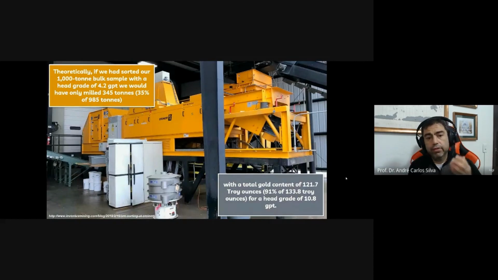Okay, so that's the machine. That's the Steinert machine. That's one possibility for how we can do this, but take a look at the numbers. Okay, so the head sample has 4.2 GPT, and GPT stands for grams per ton. And after passing through this machine, it was possible to enhance the material up to 10.8 GPT. So it's quite a good concentration.